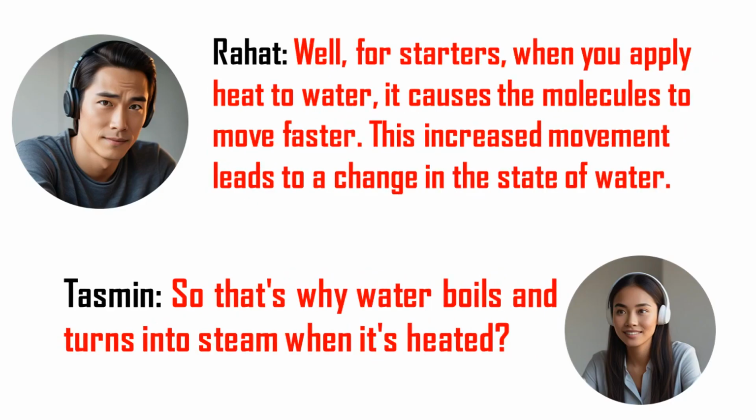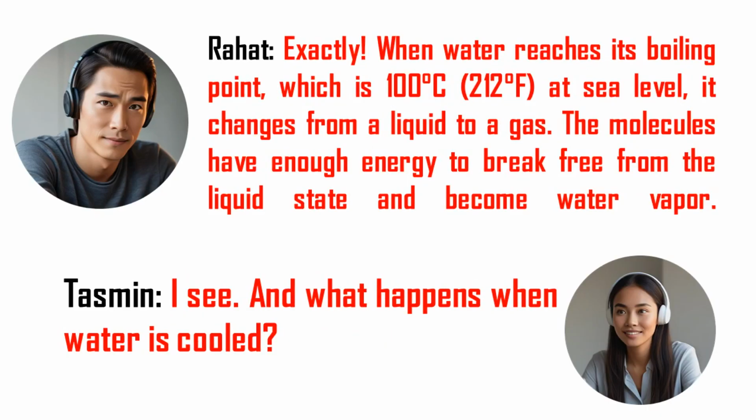Well, for starters, when you apply heat to water, it causes the molecules to move faster. This increased movement leads to a change in the state of water. So that's why water boils and turns into steam when it's heated. Exactly. When water reaches its boiling point, which is 100 degrees Celsius, 212 degrees Fahrenheit, at sea level, it changes from a liquid to a gas. The molecules have enough energy to break free from the liquid state and become water vapor.